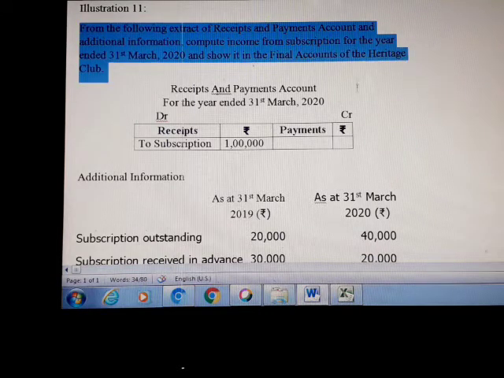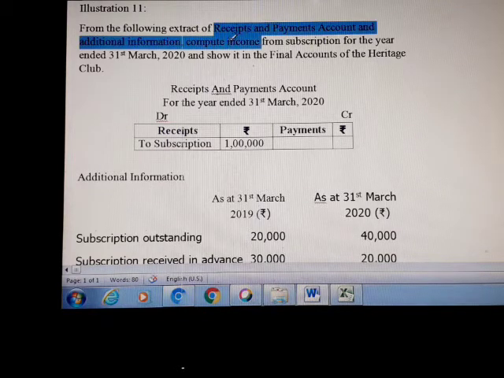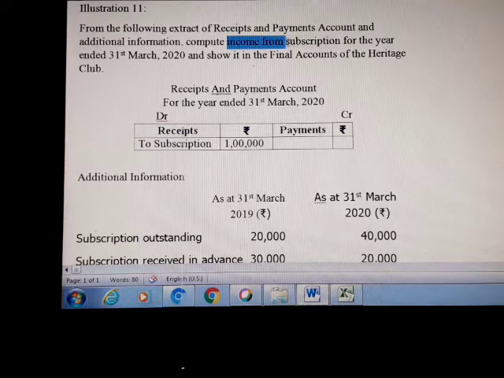That means the most important thing is we have been asked to show the income and expenditure account, right? So income from subscription we need to show. So this we have to prepare. For what period? For the period ended 31st of March 2020. Which means it belongs to the period 2019 to 20, that is 1st April 2019 to 31st of March 2020.